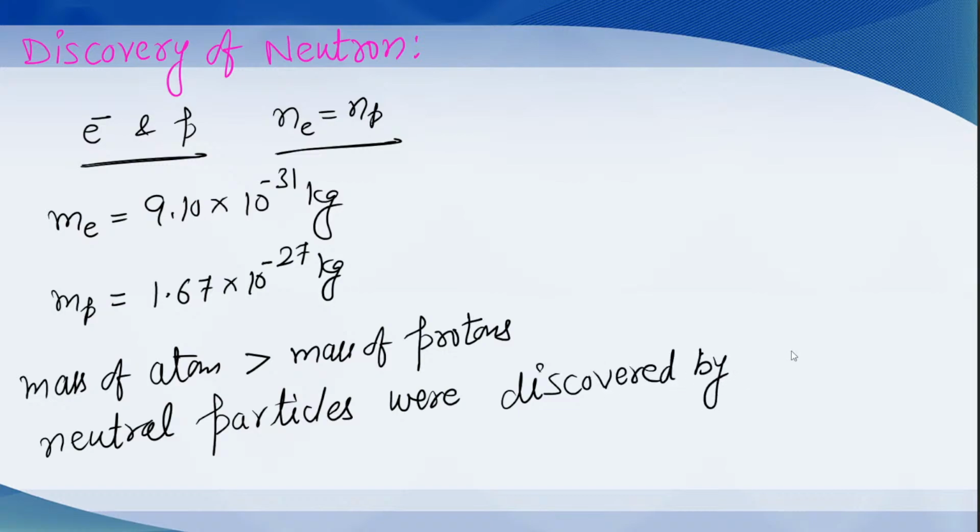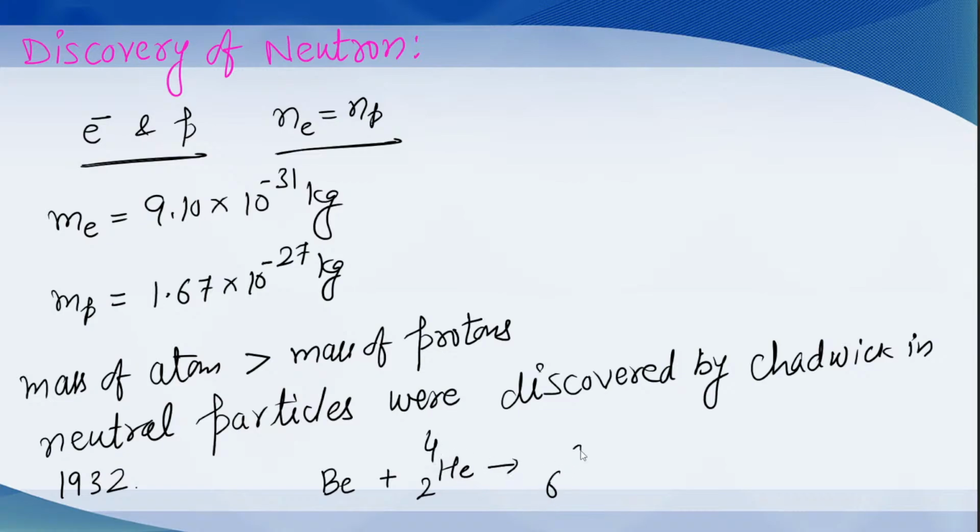Discovered by James Chadwick in 1932, when he bombarded a thin foil of beryllium metal with fast-moving alpha particles to give 6C12 and 0n1, and this is called the neutron.